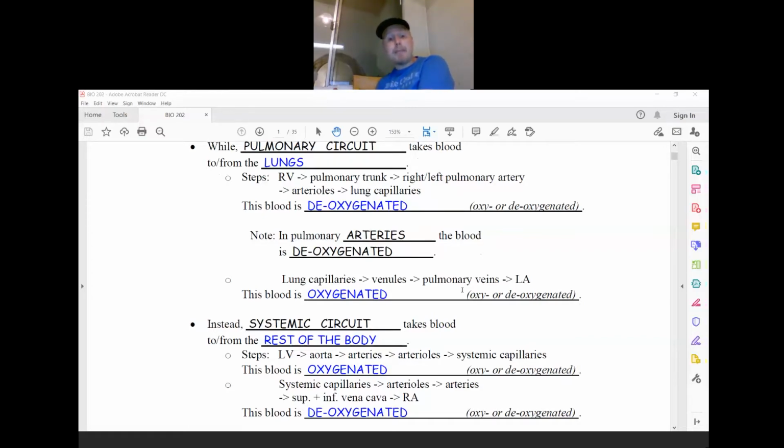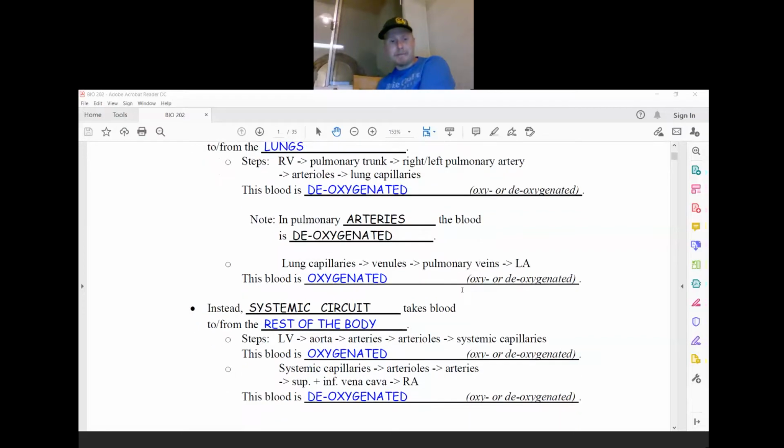This blood is going to be oxygenated, and it's going to then travel. Once the oxygenated blood has reached the capillaries, the tissues take up the oxygen, and it's going to travel back to the heart as deoxygenated, following the path of systemic capillaries, arterioles, arteries, up the superior or inferior vena cava to the right atrium, back to the heart. So those were the two circulations.